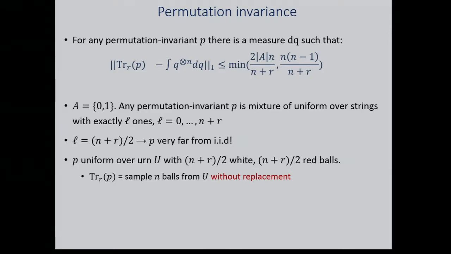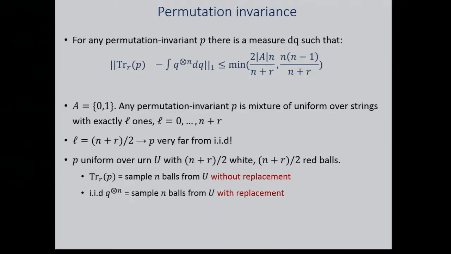And that's a sample from my p in this particular case, right? I started from something uniform over bit strings that have half ones and half zeros. But now I take only n samples because I marginalized the r extra ones. So this is what I have.